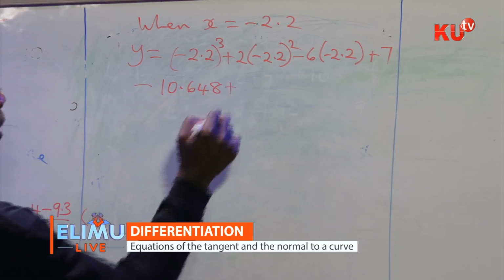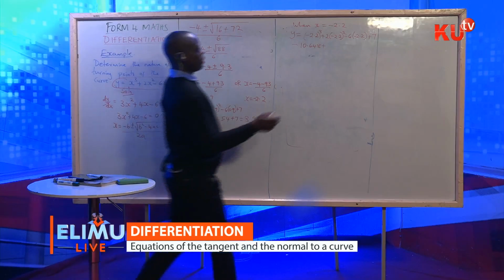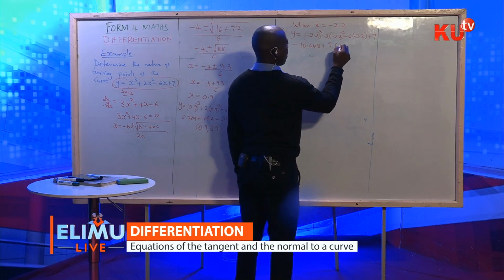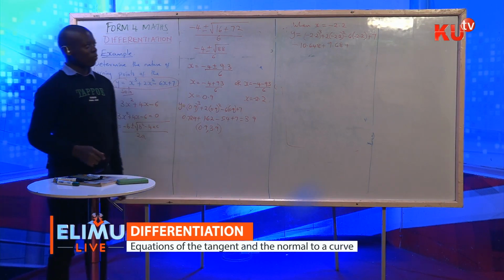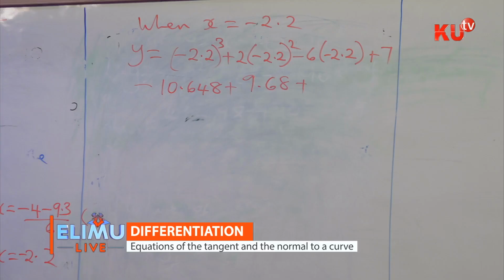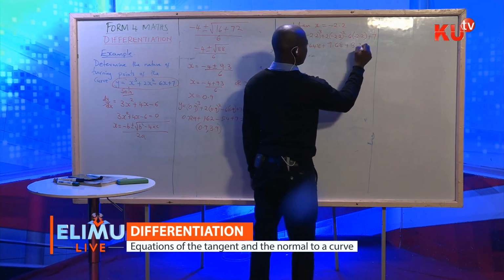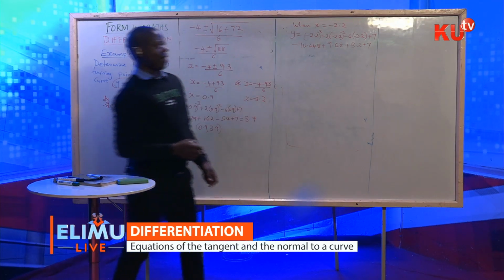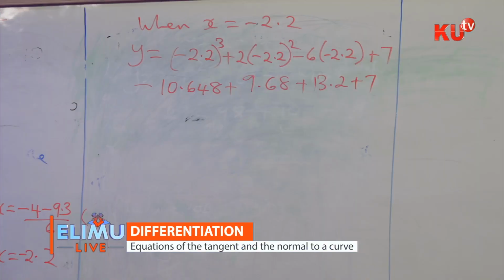Plus, the other side we have 2 times negative 2.2 squared times 2, that is 9.68, plus, why plus? Because negative 6 and the other side you have negative 2.2, so it turns to positive. So we'll have 6 times 2.2 to get 13.2, then plus 7. So put it in your calculator, students, to do the final substitution.